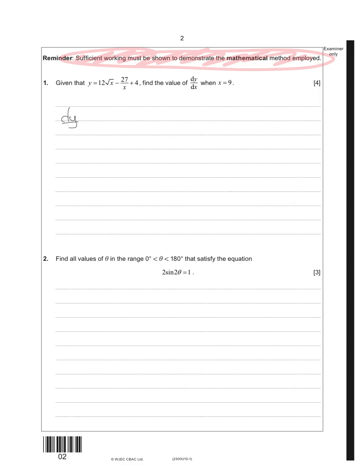So dy by dx, the gradient function, it may be worth, before launching into that, actually rewriting the function as 12x to the power of a half minus 27x to the power minus 1 plus 4. That might make it easier for you to differentiate. And remember, the rule for differentiation of polynomials is you multiply by the power, take one off the power.